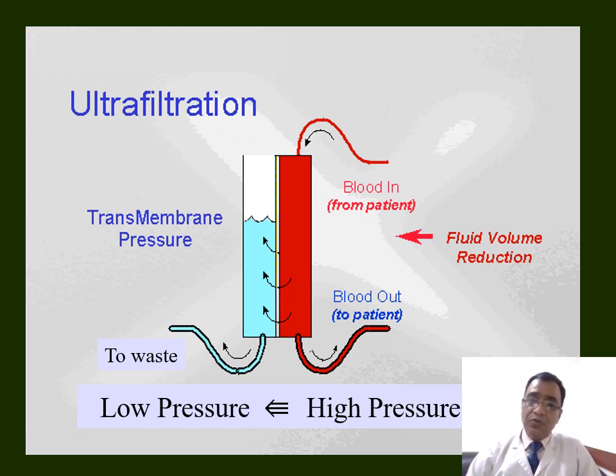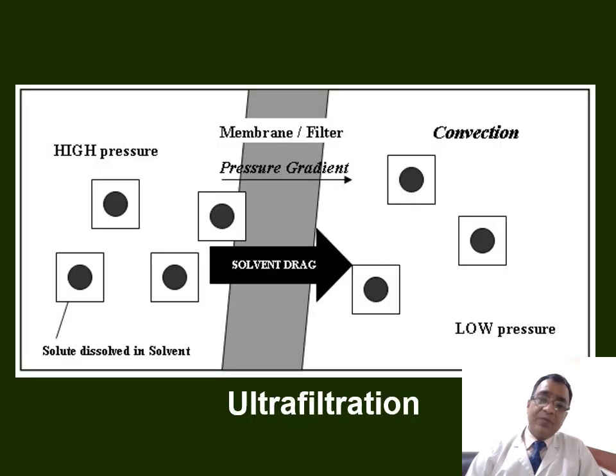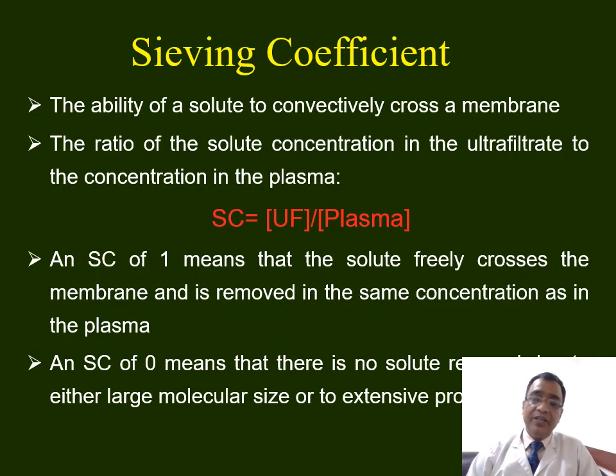That is the governing force, how much ultrafiltration should happen. And what physical property happens here is convection. So convection is the movement of solvent from high pressure to low pressure across the membrane. And who determines the amount and the type of the solvent? One is the pressure gradient, and another one is the sieving coefficient. The sieving coefficient is the ability of a solute to convectively cross a membrane.